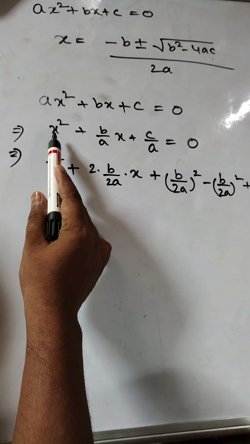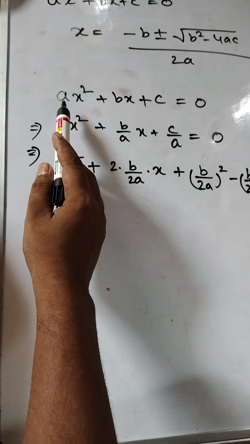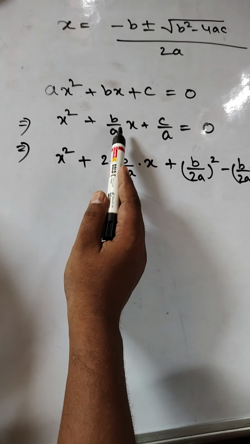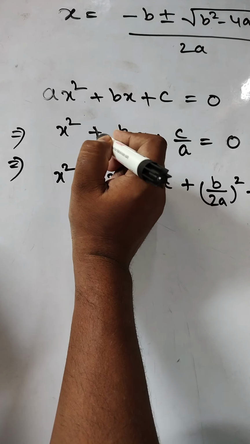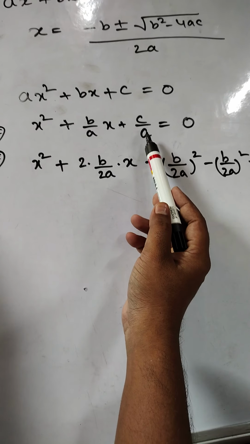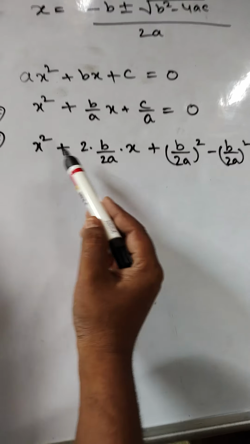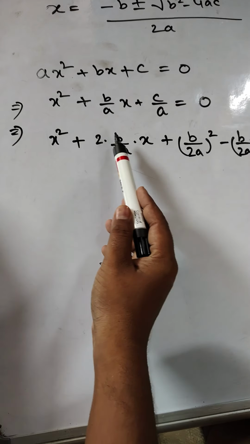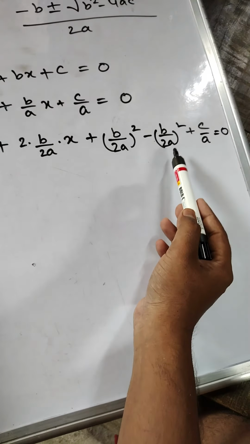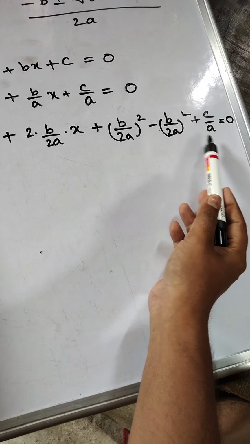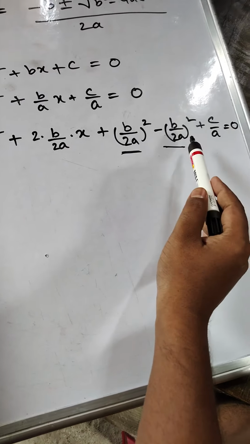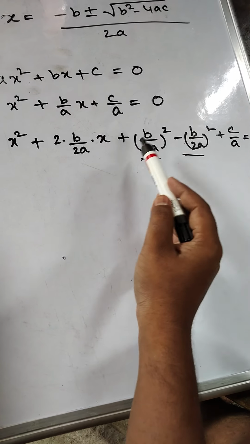So try to understand what I have done. See, simply this is x square. First I divide each and every term with a. So this is x square plus b by a x plus c by a, okay, equals to 0. Then x square plus 2 into b by 2a into x plus b by 2a whole square minus b by 2a whole square plus c by a. So we have just added it and subtracted it, so it will result in 0.